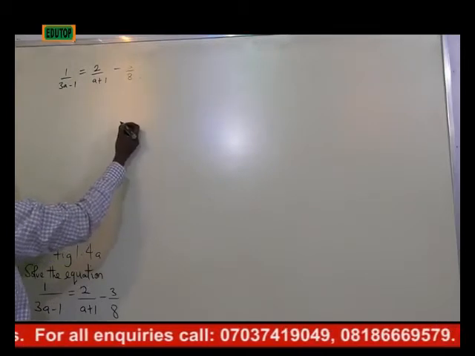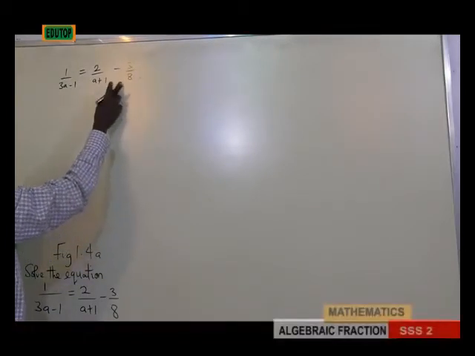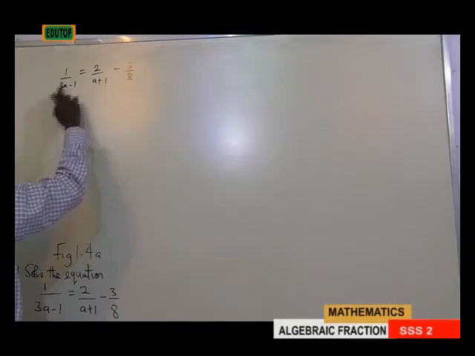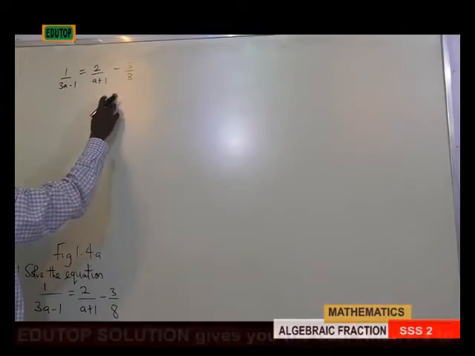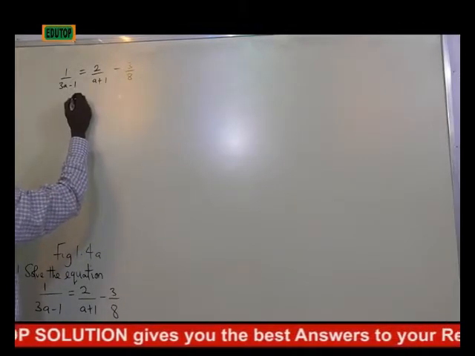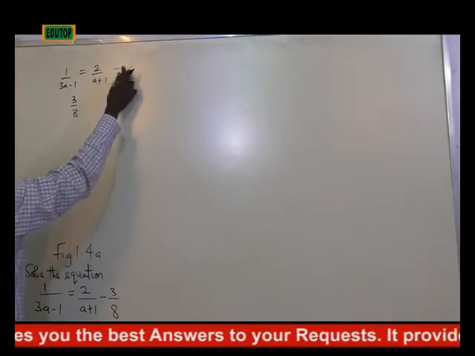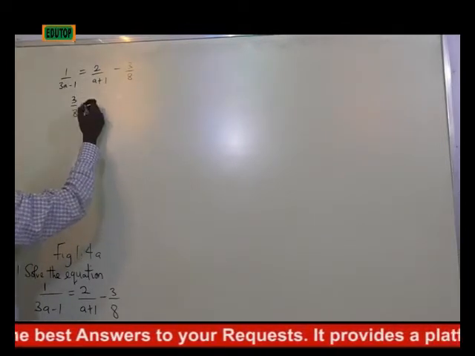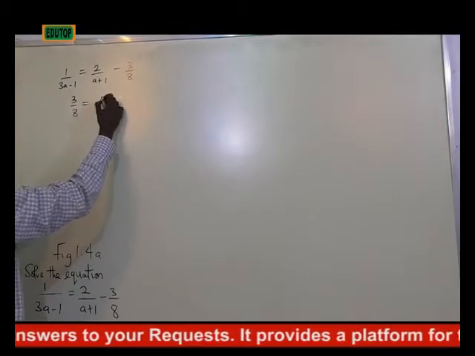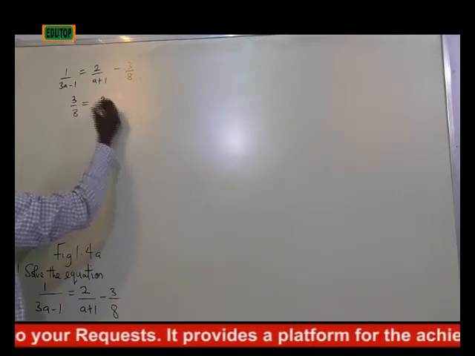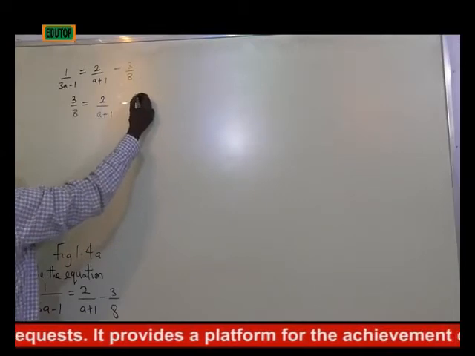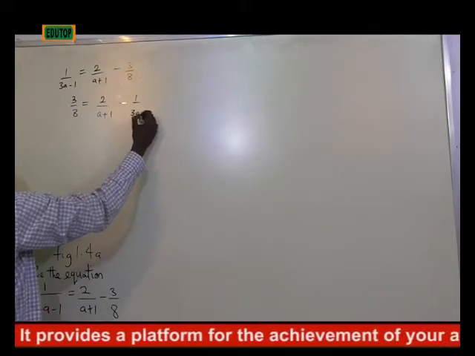To make it easier, let me transfer my constant to the other side and bring this one in. So by so doing, I'll have 3 over 8 minus 3 over 8. When it comes, it becomes plus 3 over 8. And this one will be 2 over a plus 1. Then this whole one becomes minus 1 over 3a minus 1.